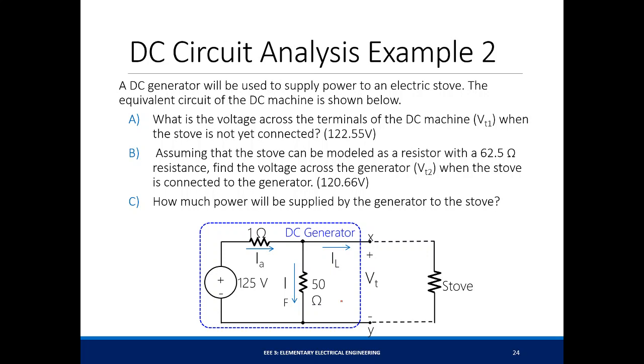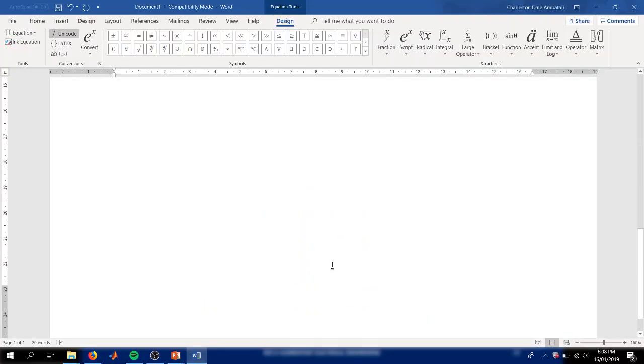Okay, next. DC circuit analysis number 2. A DC generator will be used to supply the power to an electric stove right here. The equivalent circuit of the DC machine is shown below. What is the voltage across the terminals of the DC machine when the stove is not yet connected? So right here we have 125 volts, and if the stove is not connected yet, then the current IL here is 0. So let's work around that circuit.